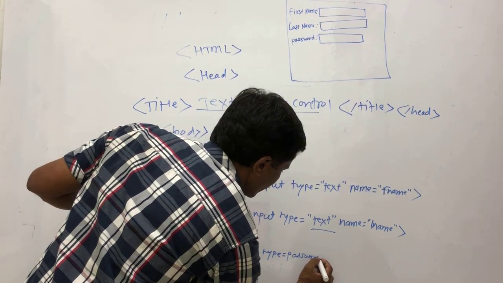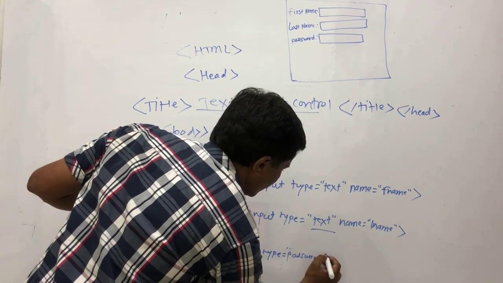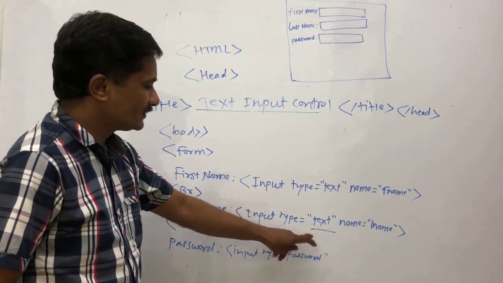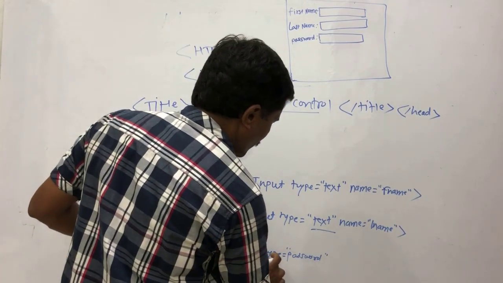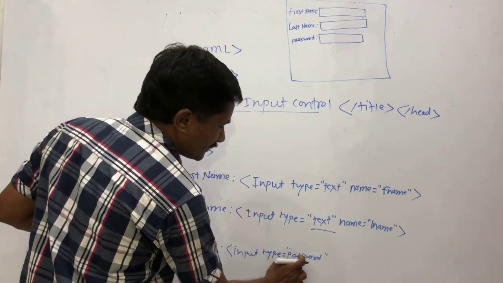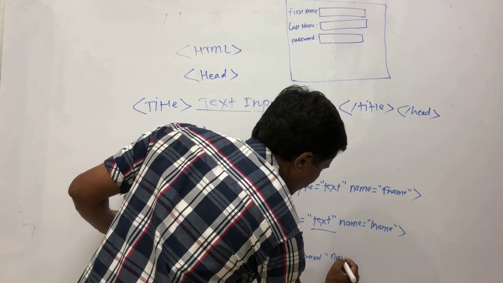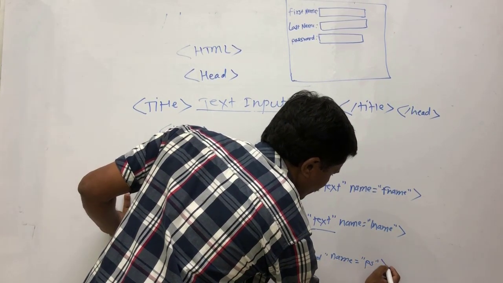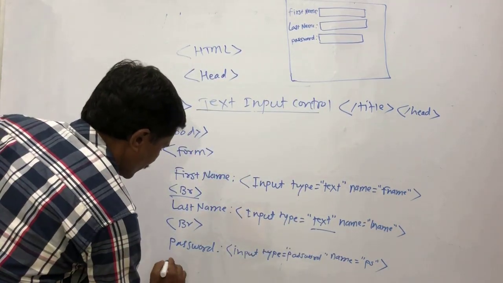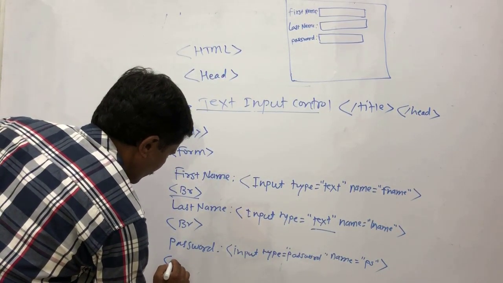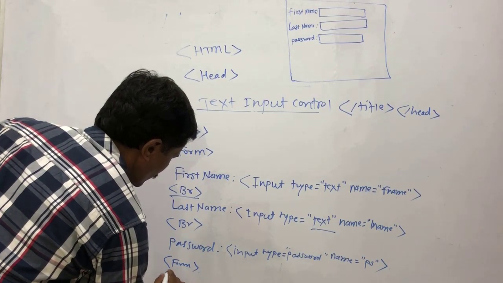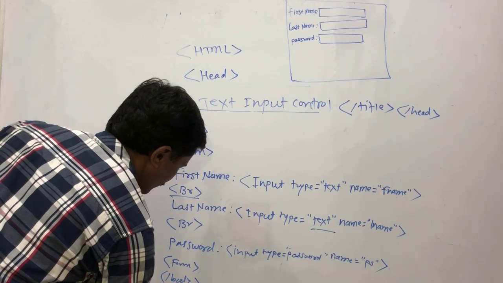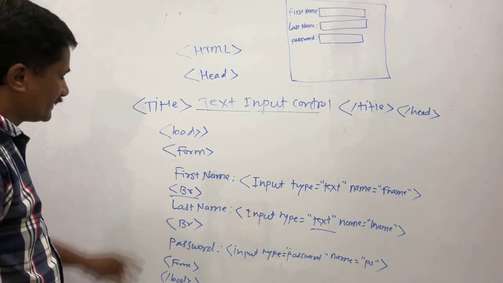You can use here password along with the text. You can use password, the value of the input type is equal to password, name is equal to PS, angle bracket close, then close form tag, close body tag, close HTML tag, and then complete this example.